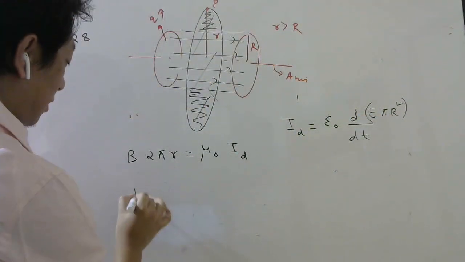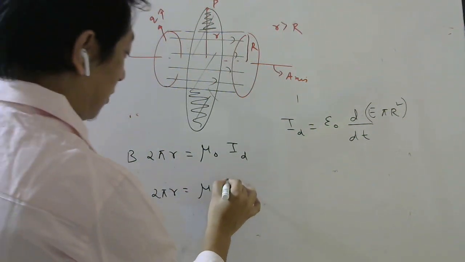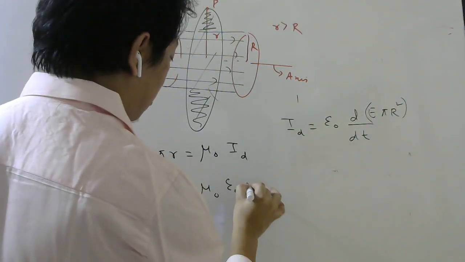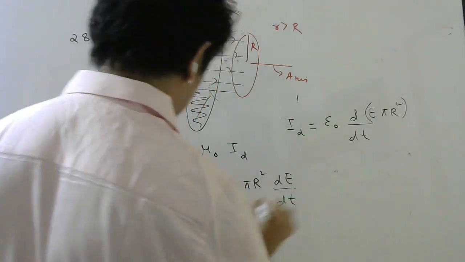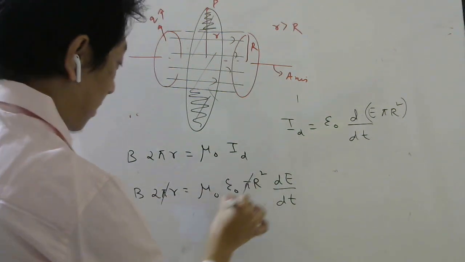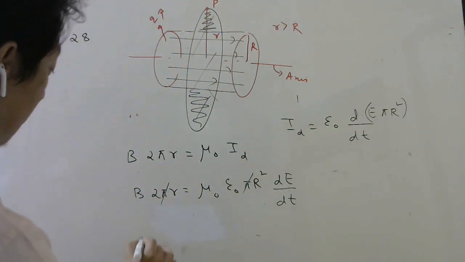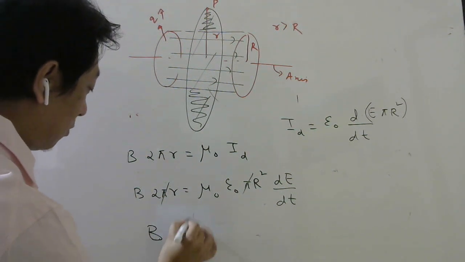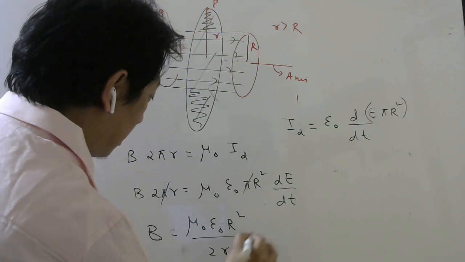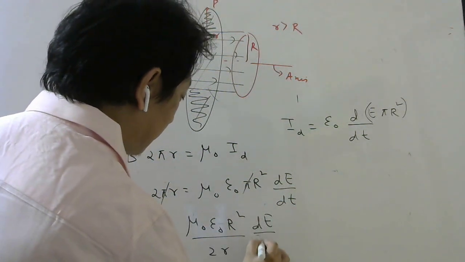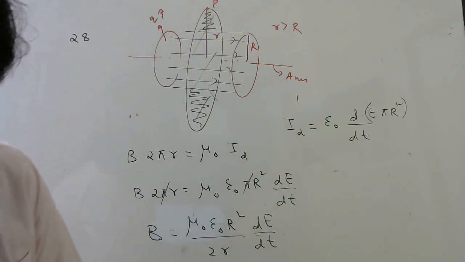So in that case, this will be B into 2 pi r equal to mu naught, ID will be epsilon naught, constants you take outside, into dE by dt. So pi will cancel, but small r will not cancel this time. Before, small r got cancelled. So B will be mu naught epsilon naught R square by 2r dE by dt. Okay, students, so be careful about this formula.